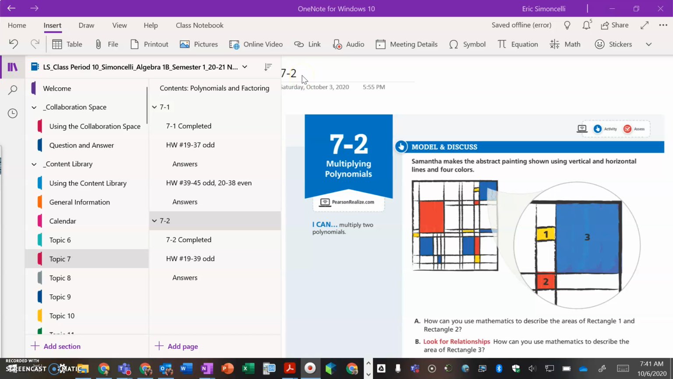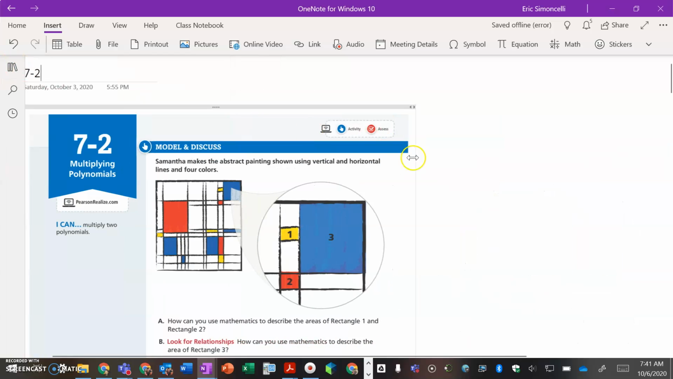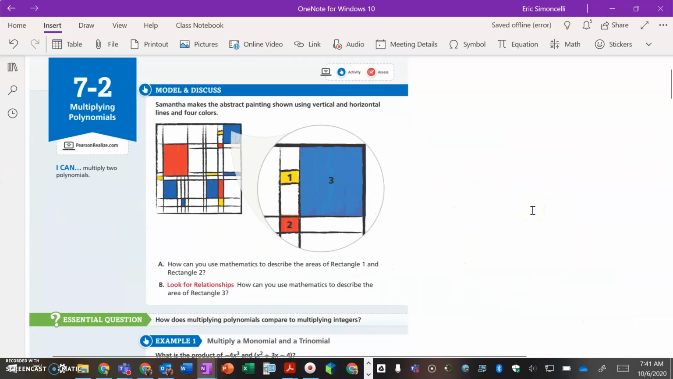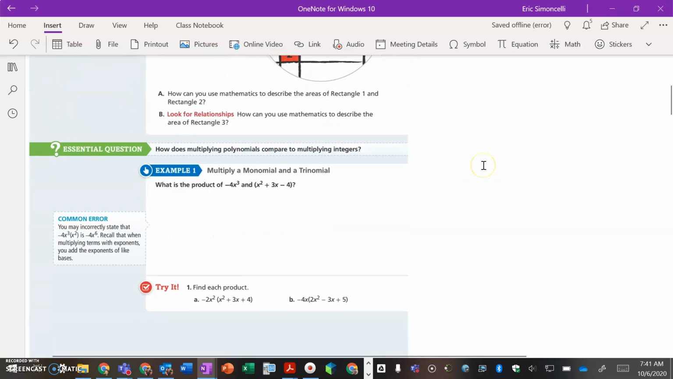Hello students, and welcome to section 7-2, multiplying polynomials. So what we're going to go ahead and do today is take a look at how in section 7.1 all of those features of polynomials could be put into the context of multiplication. So let's take a look.